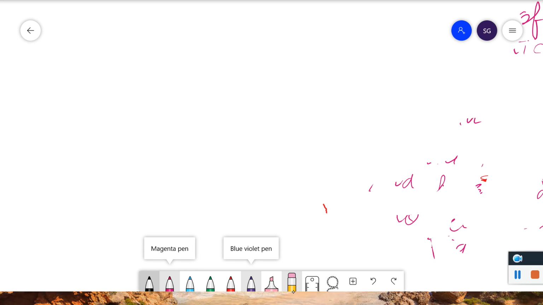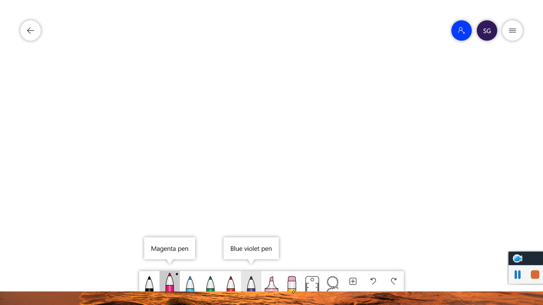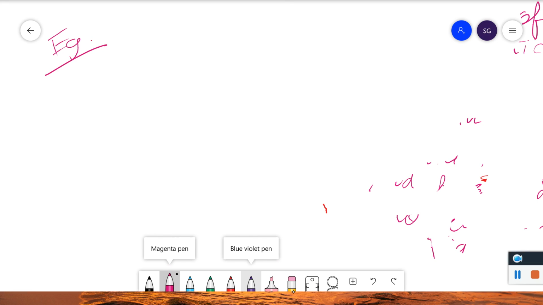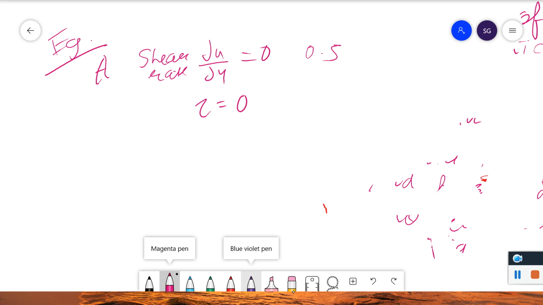What you have to do is, suppose, I will just give you an example. It's just an example, just consider it as an example, and it's also 3-star. It's a question only, but I will just give an example, and it's very easy. Suppose this A parameter is given, where shear rate, that is del u by del y, is 0, tau is equal to 0, and it is 0.5, 1, 1.5, 2.